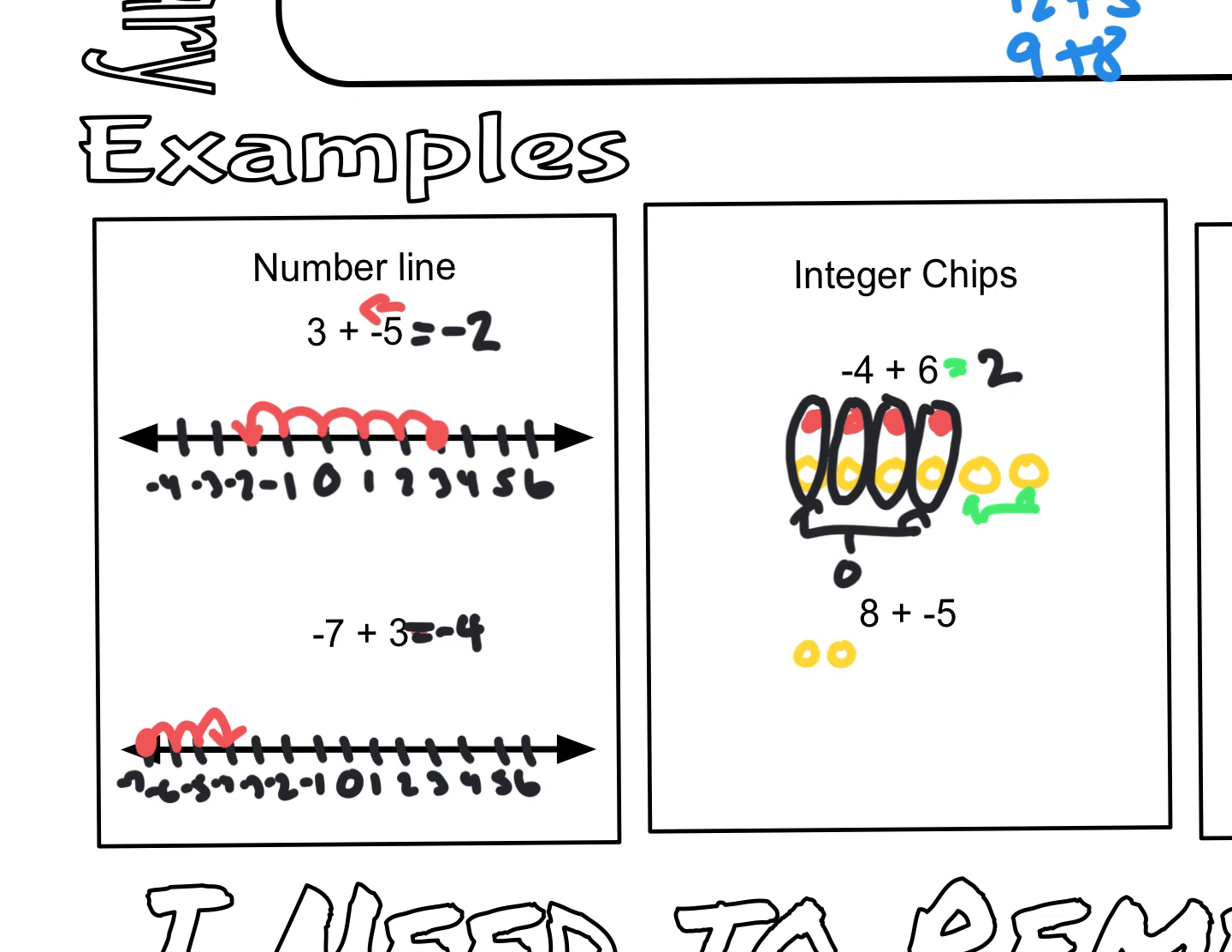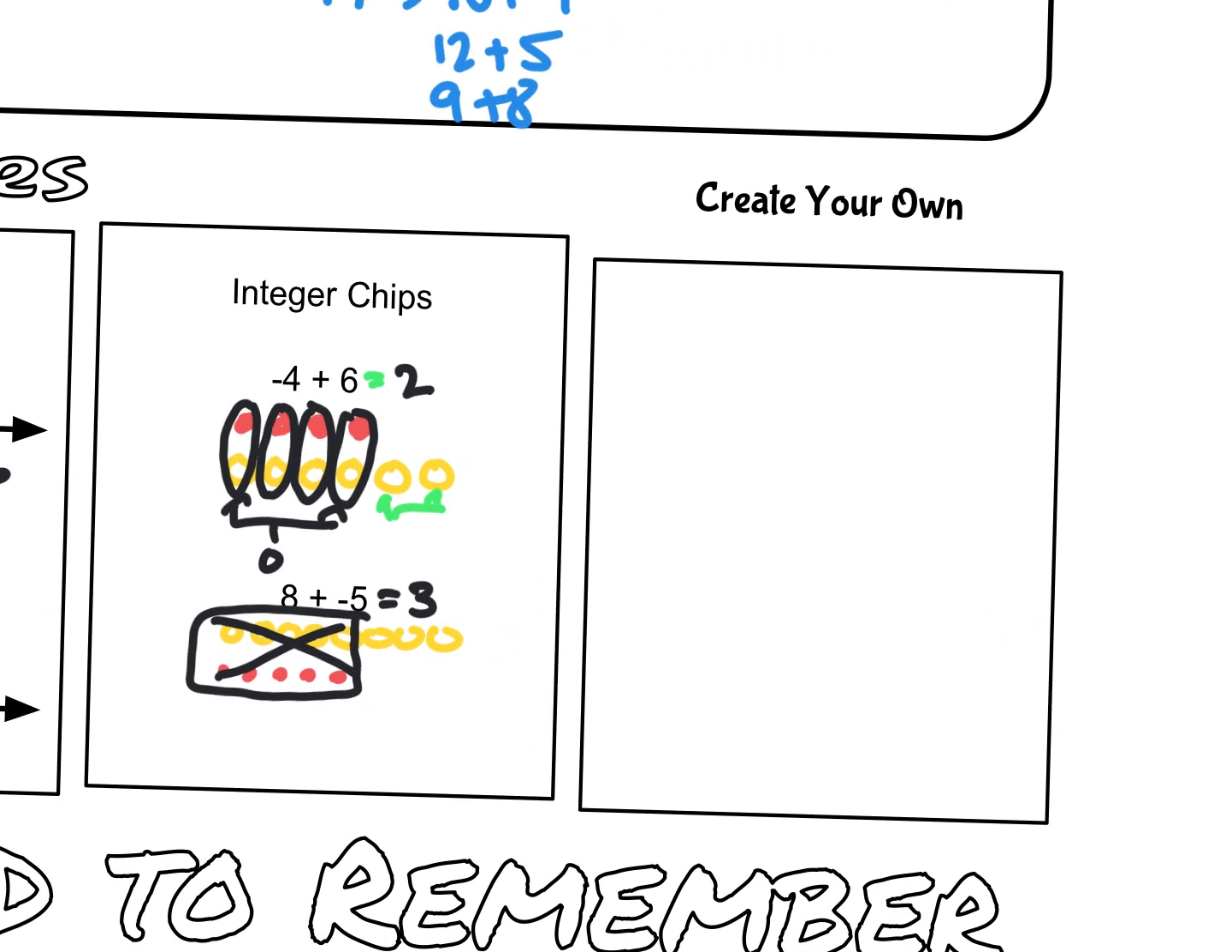This time we have +8. And we're going to add -5. Once again, I'm going to make all of those 0 pairs. And I'm going to look at what's left, which are there's 3 positives. So this would be +3. I'm going to encourage you to kind of create your own problem to work through.